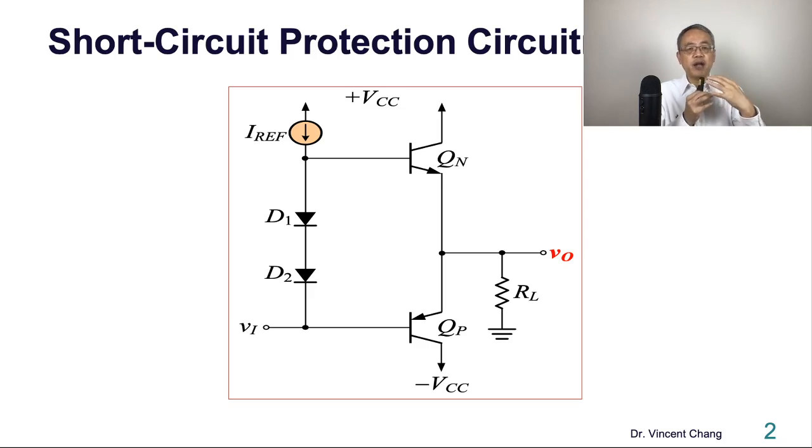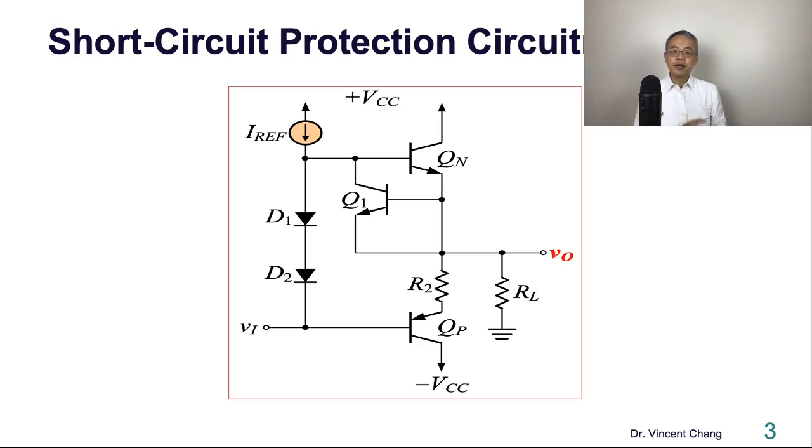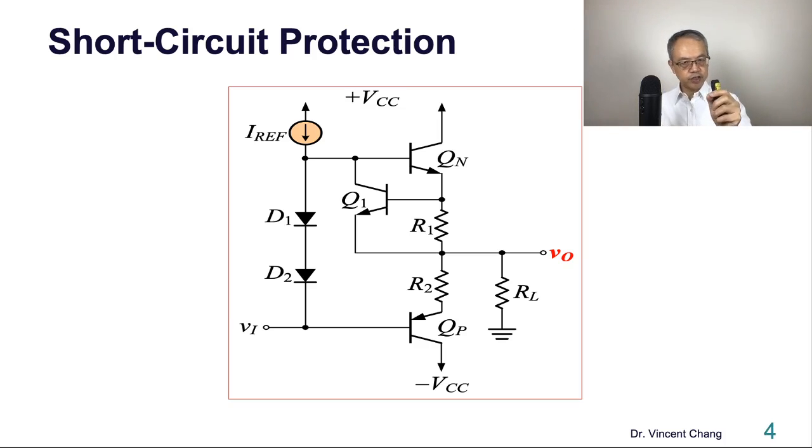For example, you have to put on armor, right? If you are in a dangerous place, you have to carry a weapon, etc. It's the same thing with an upstage. The upstage needs to protect themselves, the NPN and the PNP. So here's the protection circuitry: Q1, and a small resistor R1.